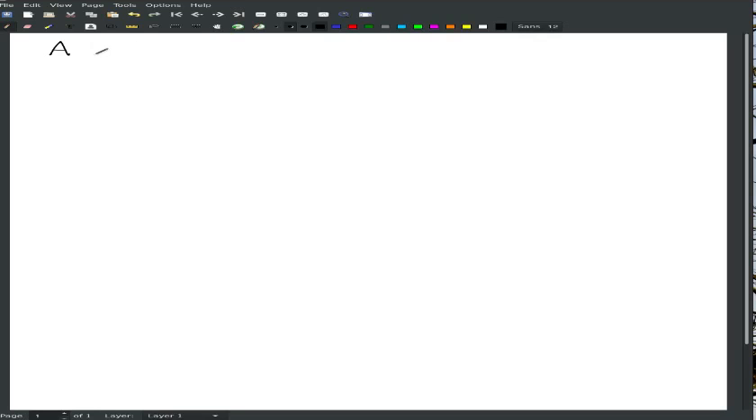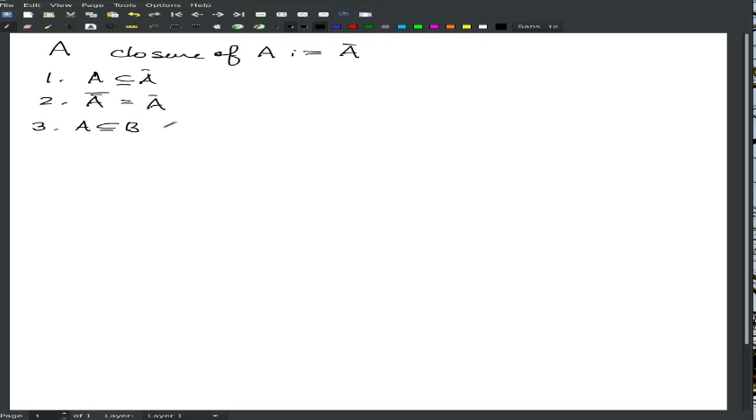Okay, so A, the closure of A is usually denoted in real analysis by this symbol A bar, and you have already seen this. Then A bar, and if you take the closure a second time, it is nothing else but A bar. And if A is a subset of B, this is said to be A bar subset of B bar.